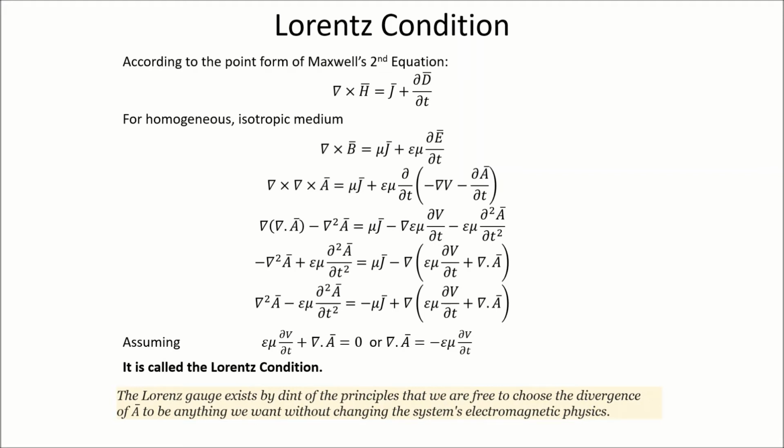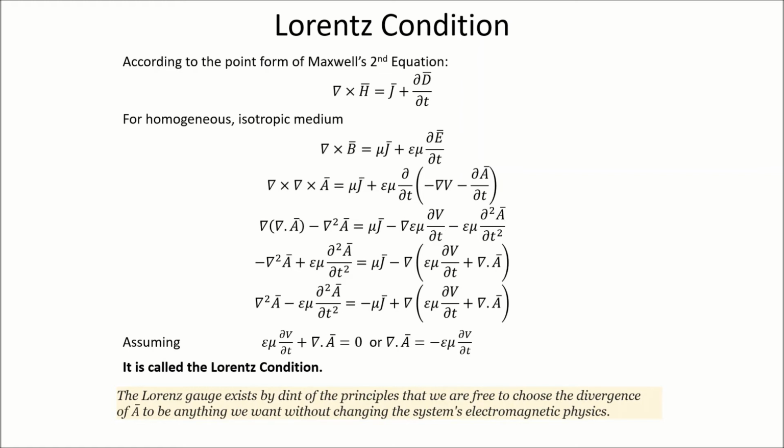Substitute B with curl of A and E with the expression that we have derived in the previous slide. Apply vector identity to expand curl of curl of A. Take the second order term to the left side of the expression.